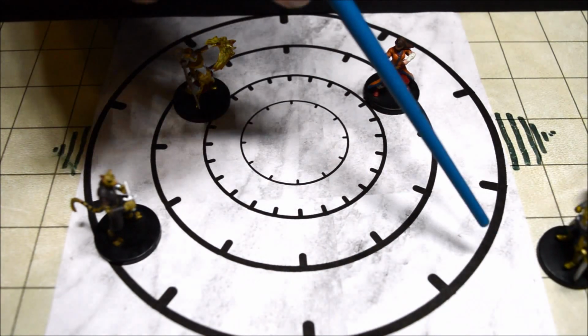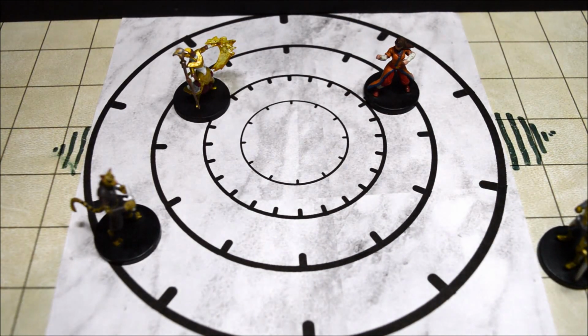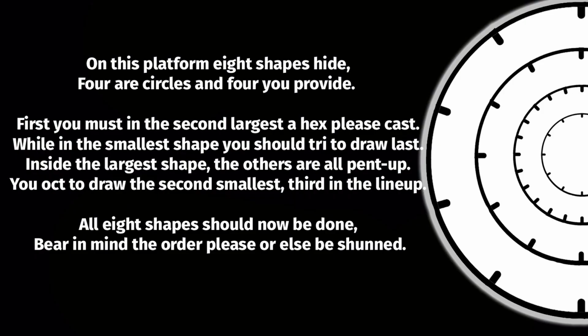So if our paladin comes down here, he'll be able to read the following. The cryptic message goes as follows. On this platform, 8 shapes hide, 4 are circles, and 4 you provide. First you must, in the second largest, a hex please cast, while in the smallest shape, you should try to draw last. Inside the largest shape, the others are all pent up. You ought to draw the second smallest, third in the lineup. All 8 shapes should now be done. Bear in mind the order please, or else be shunned.